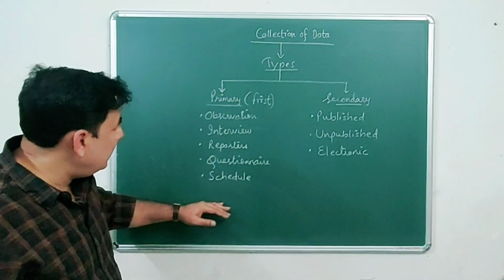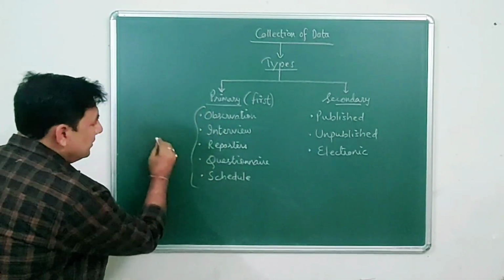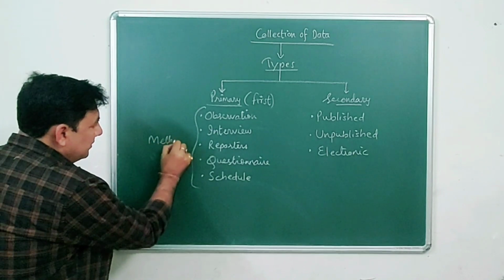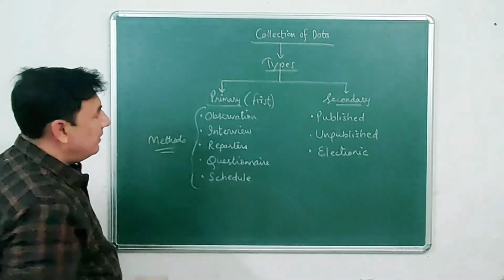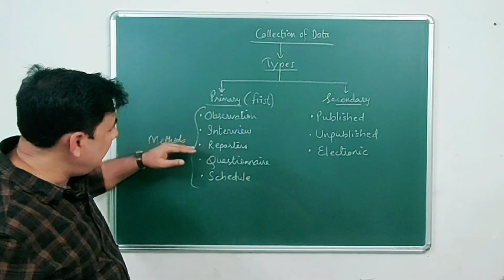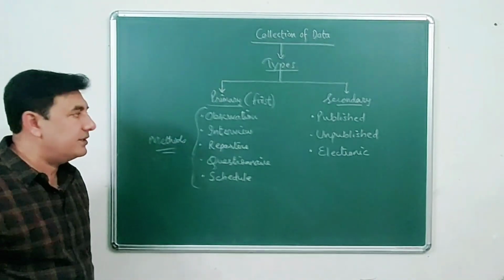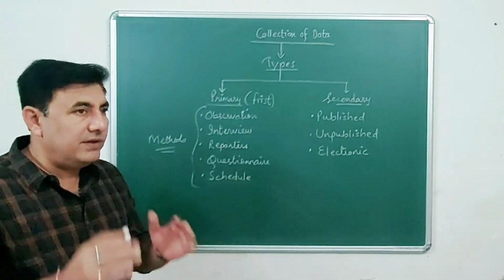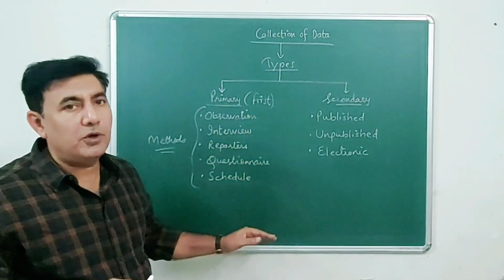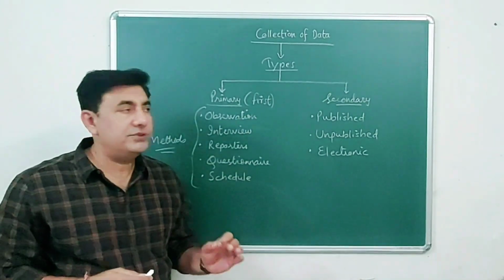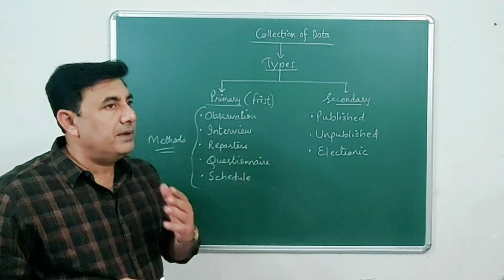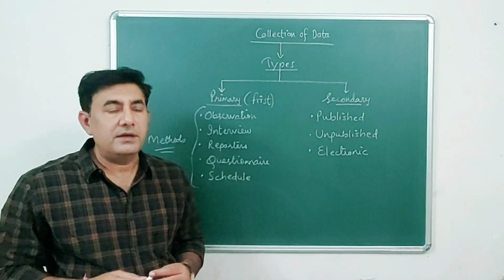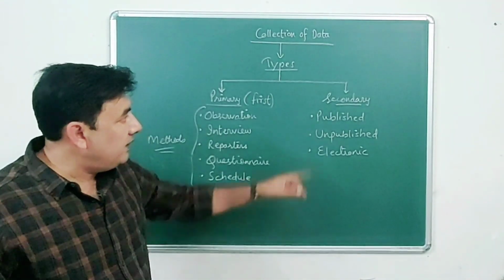And these are the different sources by which we can collect primary data, like observation, interview, reporters, questionnaire and schedule. So these are the 5 different methods. These are very important. Always we get a question on the different methods of collecting primary data. So do revise this properly.